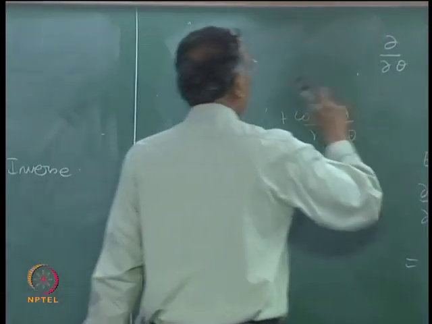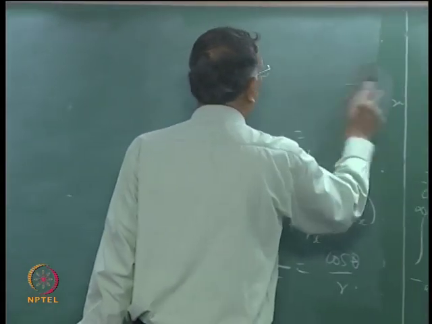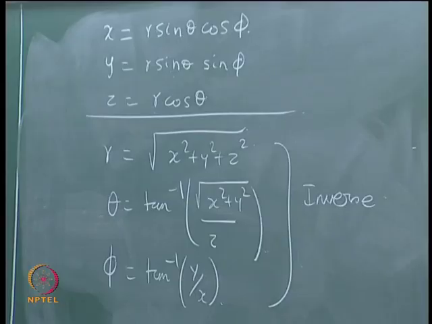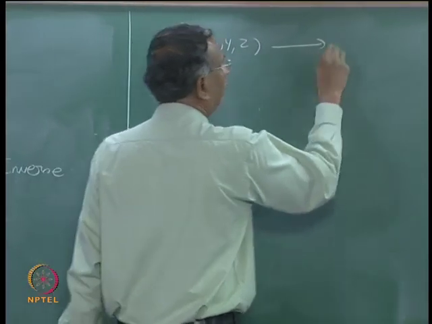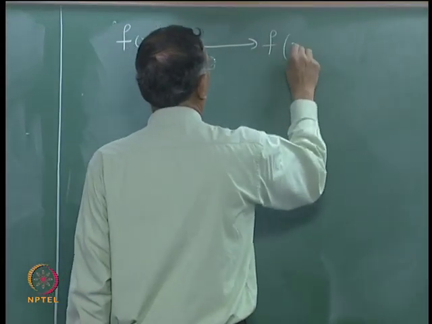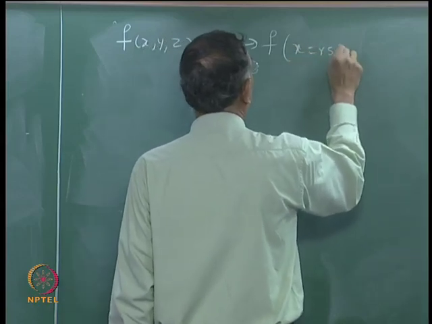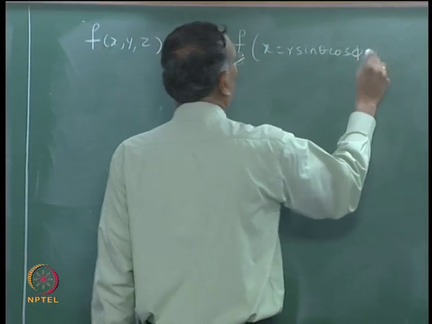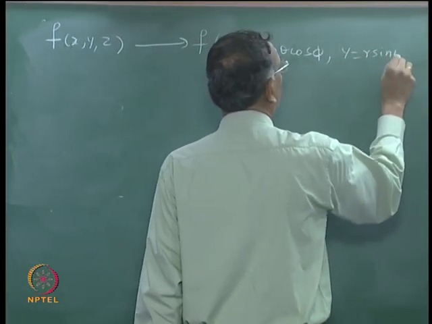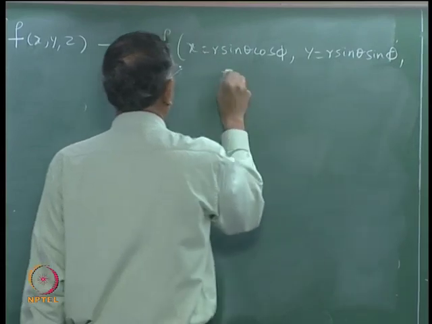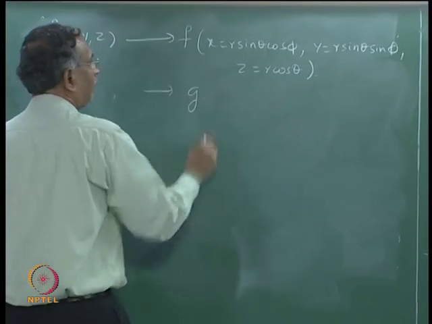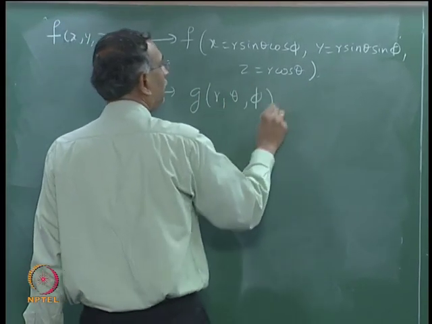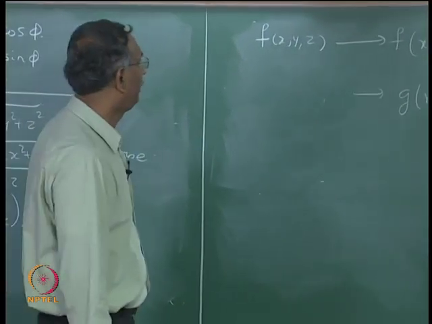Therefore, the corresponding derivatives expression, which we will need for the hydrogen atom and any function of x, y, z, when you substitute x in terms of r sin theta cos phi, y is equal to r sin theta sin phi, and z is equal to r cos theta. If you do the substitution, this will give you a functional form g(r, theta, phi).